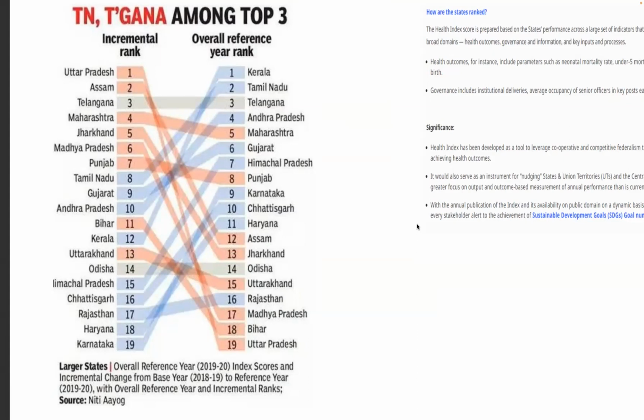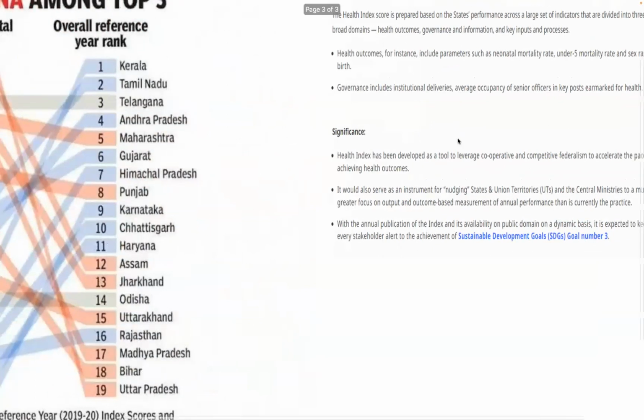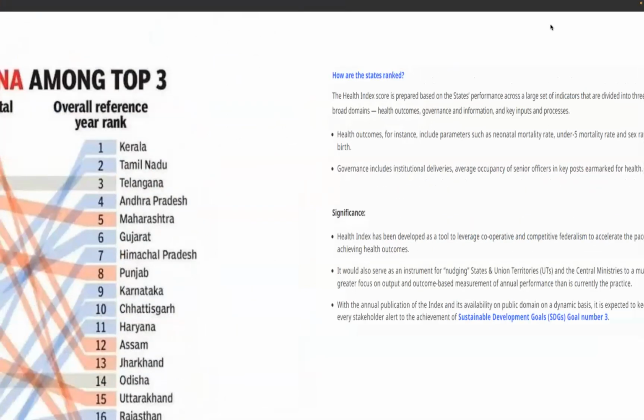Okay, the change is there in their overall reference rank also, and the change is also there as per the incremental positions of these states. And this is being sourced by NITI Aayog. If you go to this, how are the states ranked? Khushi, can you scroll it towards the left? Some more.